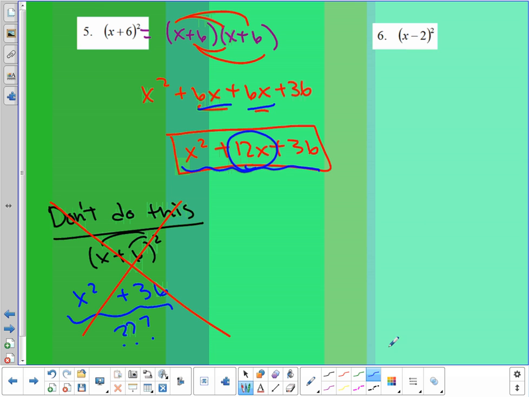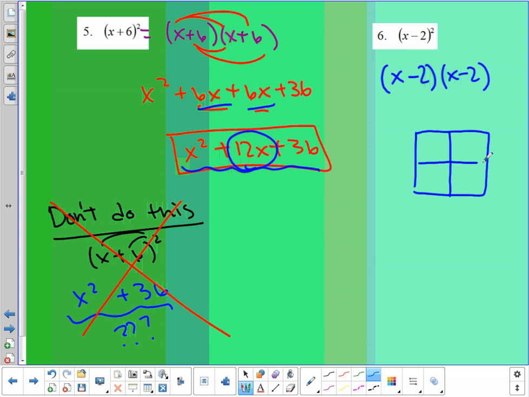So let's take a look at number 6. And number 6, I'm going to take x minus 2 times x minus 2. I'll set up a box this time. You can use either method that you prefer. If you want to FOIL every time, go for it. If you want to use a box every time, go ahead. I'm just showing you both so that you see the two options. It's really just a way of organizing those two sets of distribution like we talked about.